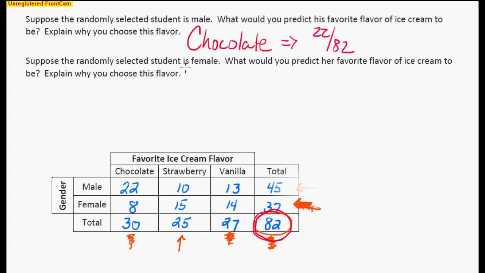All right, and suppose the randomly selected student was female. Again, we're going out of 82, right? Because it's just a randomly selected student. What would you predict her favorite flavor of ice cream to be? Well, I would go to the females, and I'd go across this row, and it looks like strawberry is the biggest number with 15 out of 82. So for this one, I would put down strawberry. Okay, so there you have it. All right, there's univariate versus bivariate data, and we'll give you some problems like this tomorrow.